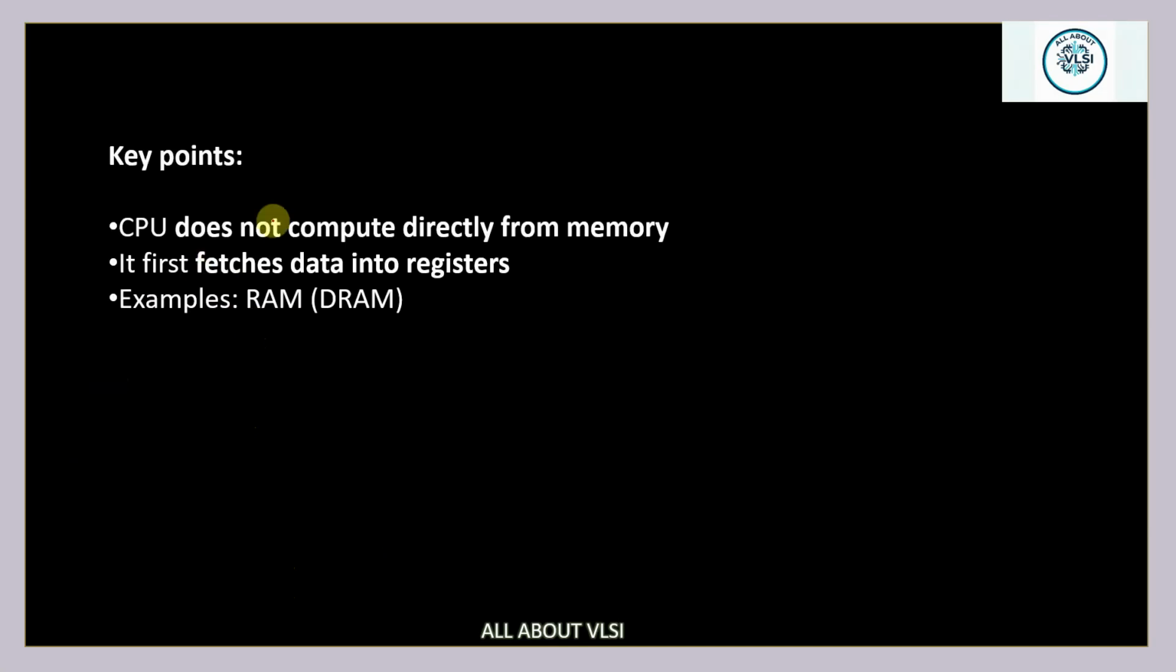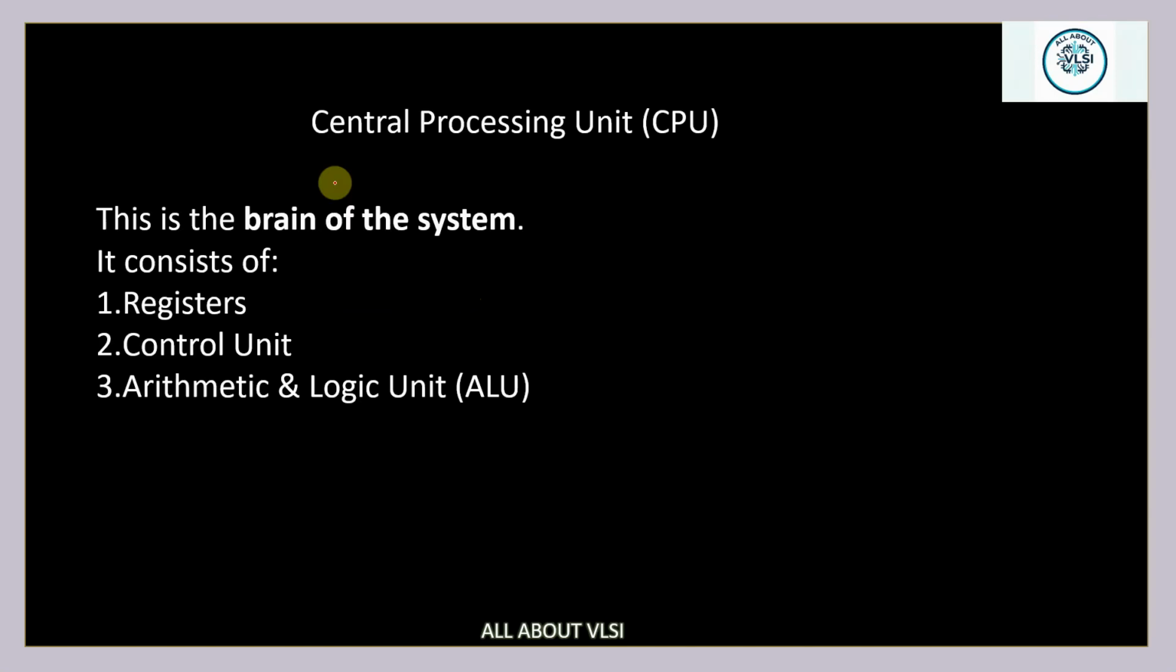Now, here, the CPU does not compute directly from the memory. It first fetches the data into the registers, and then it executes them. For example, it is going to use RAM or DRAM, right? Now, let's try to understand what we mean by CPU, the central processing unit. Basically, it consists of registers, a control unit, and an ALU.